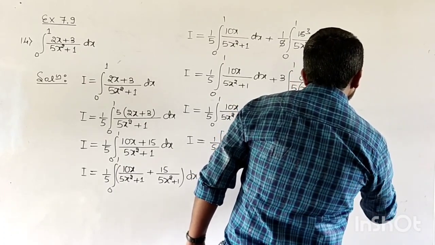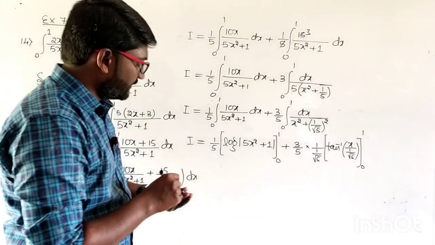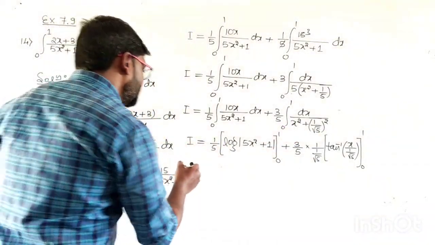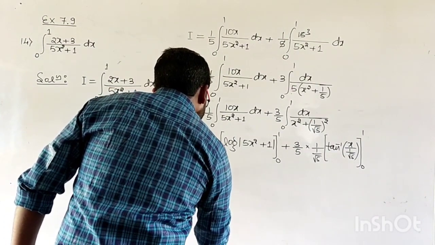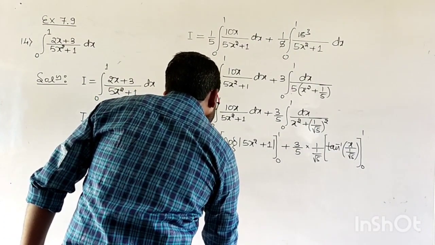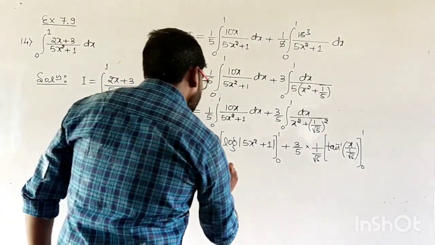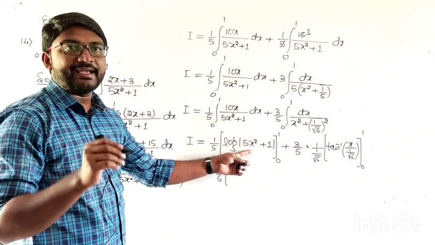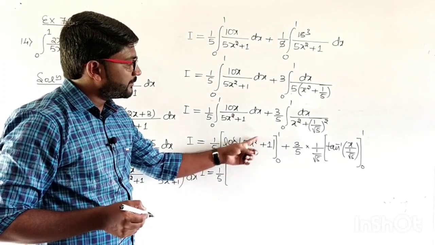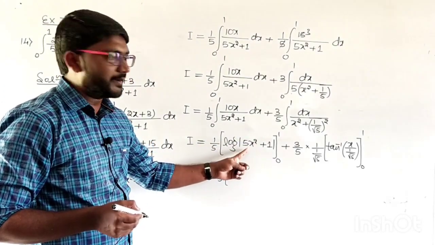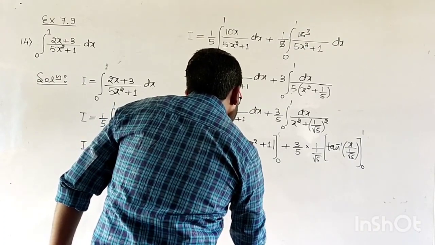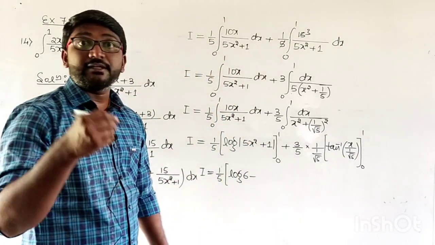It is 0 to 1. So now see here, it is upper limit minus the lower limit. Let us do that now. I is equal to 1 by 5. So now see here, upper limit: in place of x, I have to write 1. So 1 square will be 1, 1 into 5 is 5, 5 plus 1 is 6. So we get log 6 minus the lower limit.